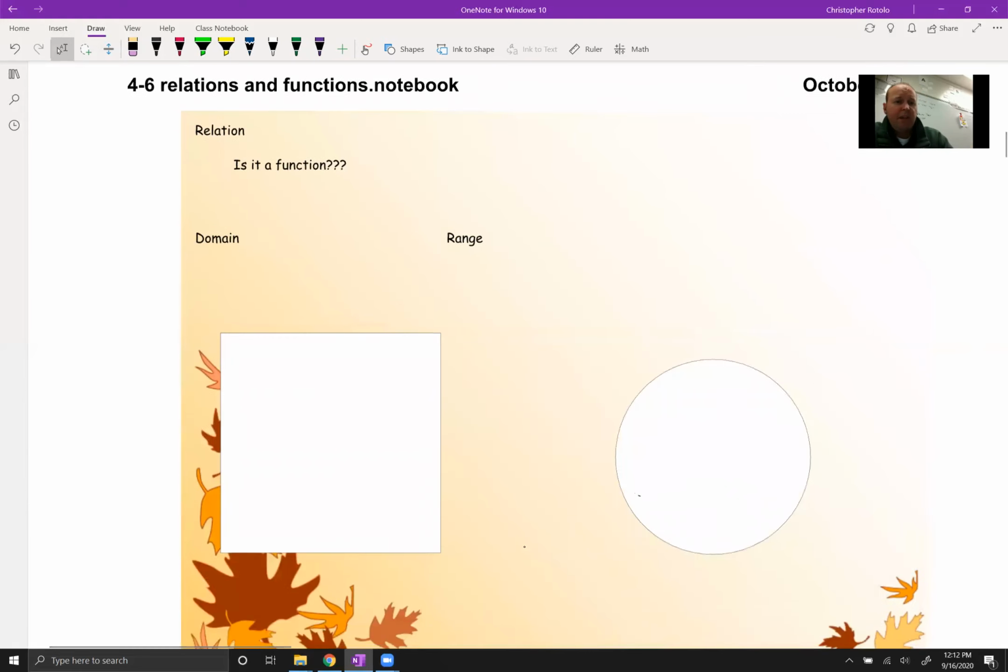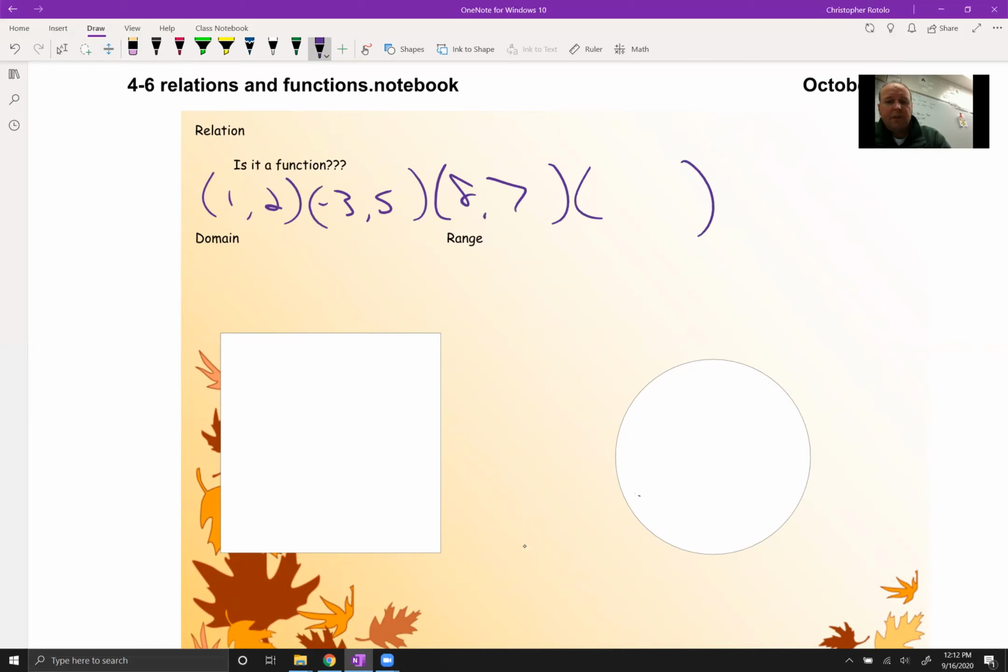All right, so let's come up with a relation. Okay, so say 1, 2, maybe negative 3, 5, 8, 7, and let's go with negative 2 with, let's throw a 5 in here. So the question today, again, is it a function? So hopefully you remember the most important thing to look for is all of your domains, all the x values. Are they all different? Yes. So that means that, yes, it is a function. Okay, so that's the very first thing we're going to check for.